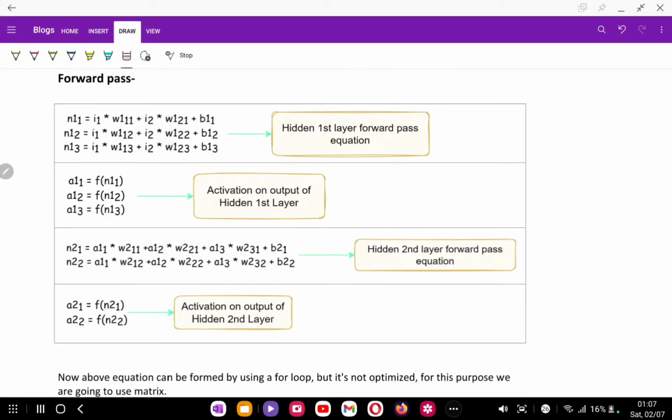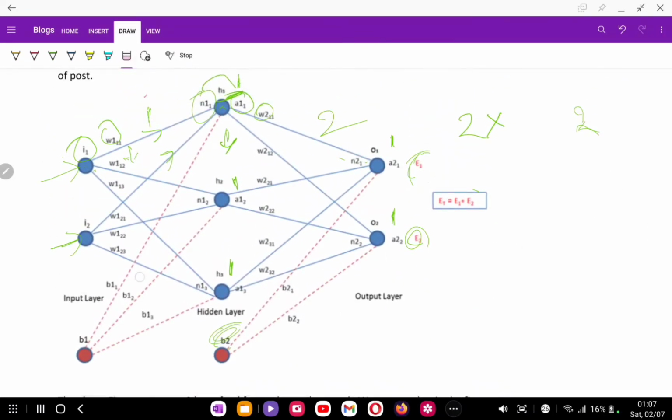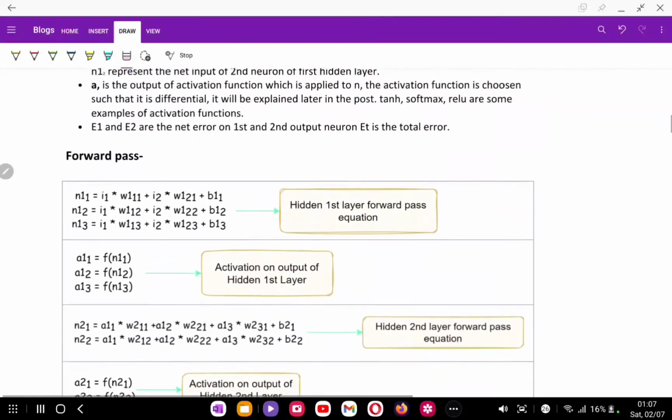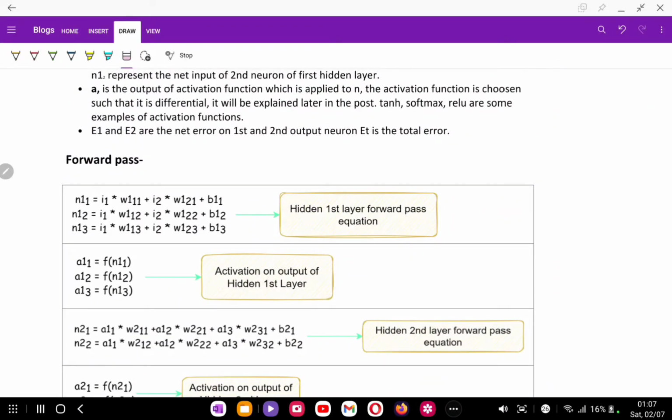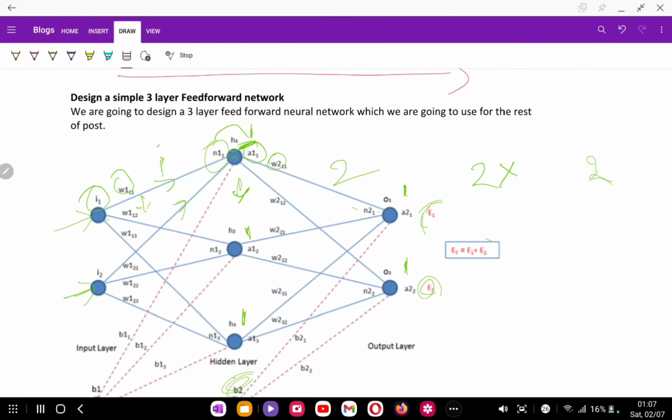So let's start with the forward pass. By forward pass I mean when the information is flowing from this direction to this direction. As I told you above, we have two layers. First is this layer, and the second is this layer. So the first calculation is performed here, and the second calculation is performed here.